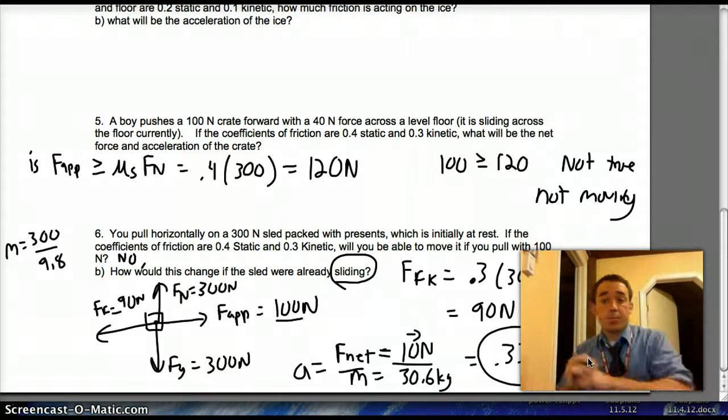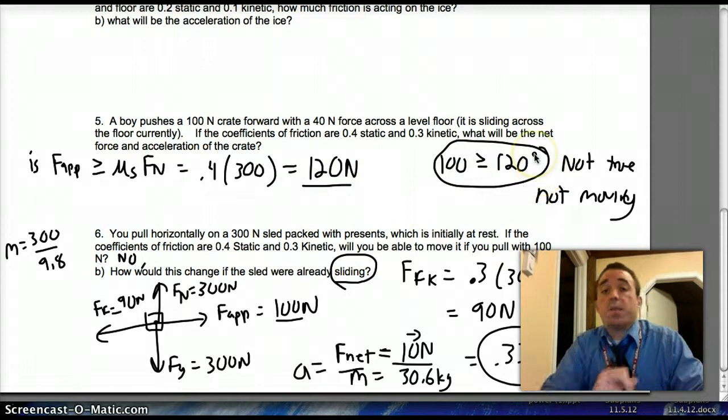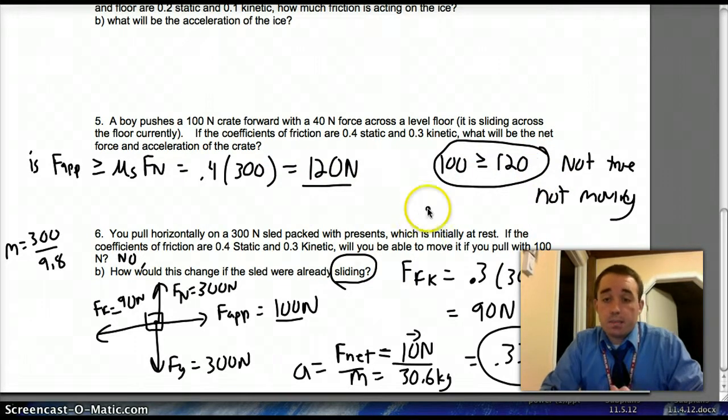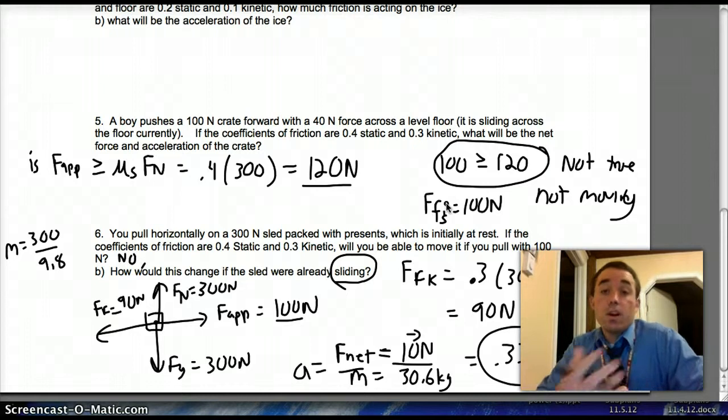If it weren't sliding and I was pulling with 100, I wouldn't get anywhere. I haven't broken that bond. This is not a true statement. I haven't broken that bond. My static friction force in that case would just be 100 newtons. In order to get it even started moving, I need 120.